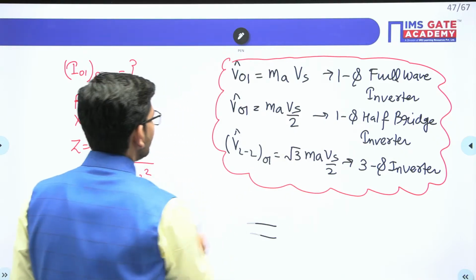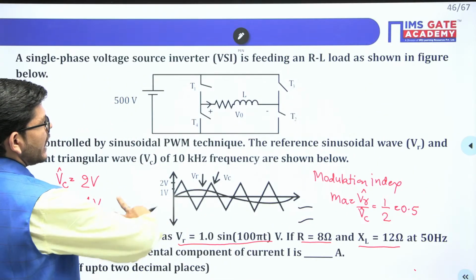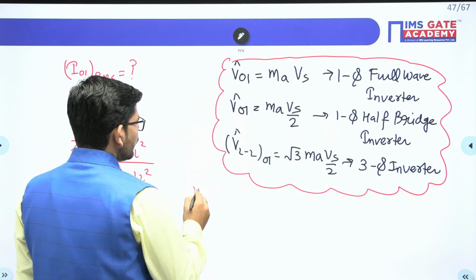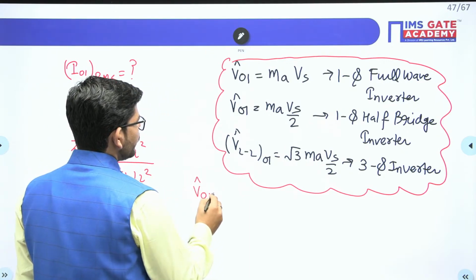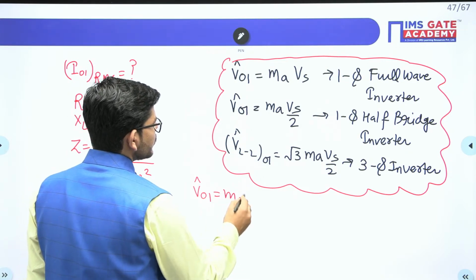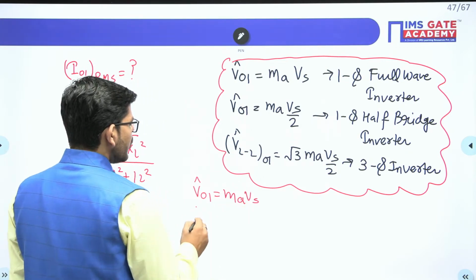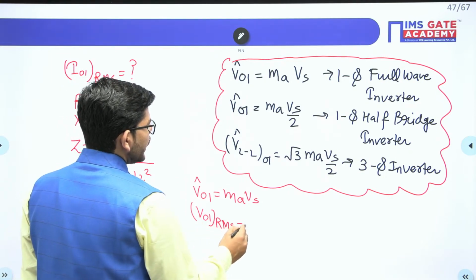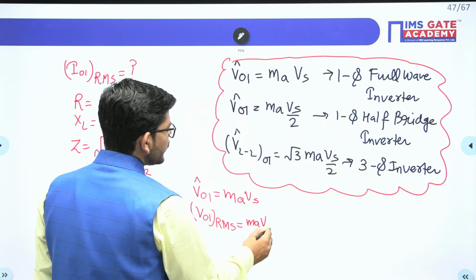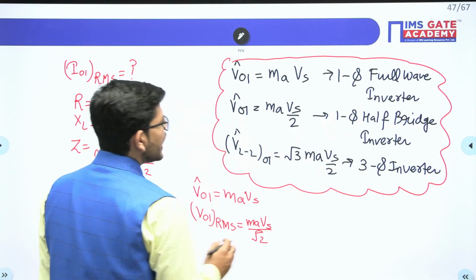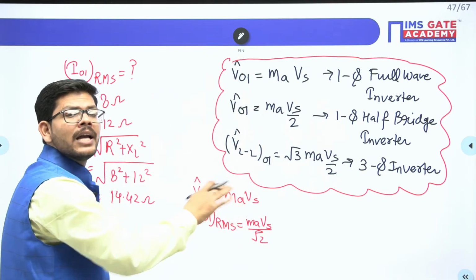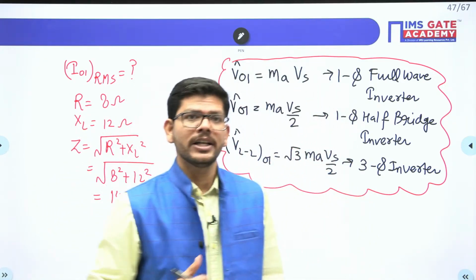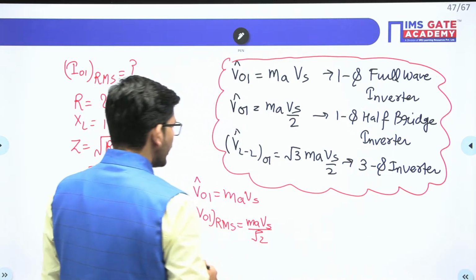So what do we have in our case? In our case, we have a single phase full bridge inverter. So which formula will we use? For calculation of the fundamental peak, we will use this formula, MA into Vs. Now if we calculate the RMS value, what do we have to do? In order to calculate the RMS value, we have to divide it by root 2. That you can do in any of the formulas, depending on whether the peak value or the RMS value has been asked. As per the requirement you will do it.